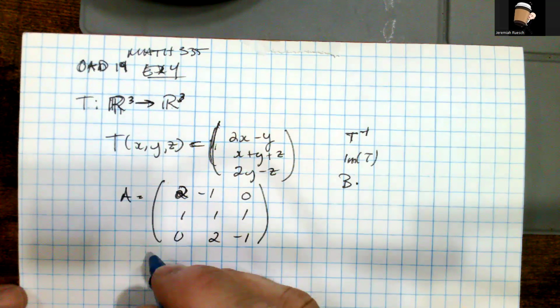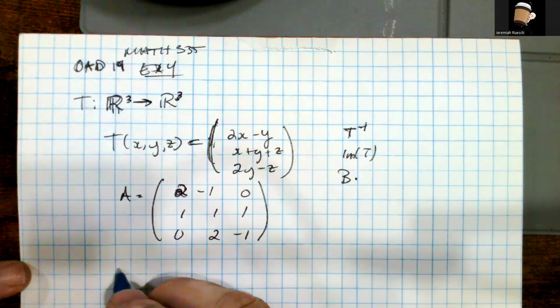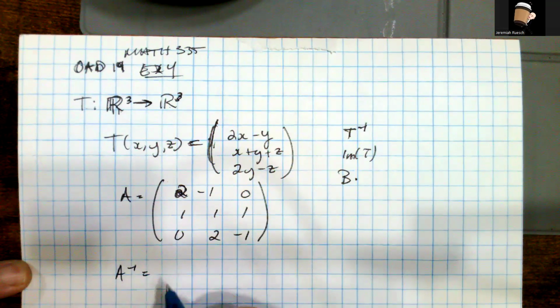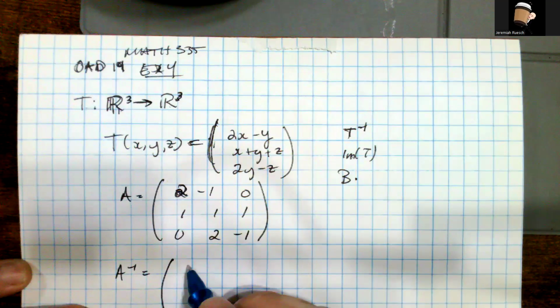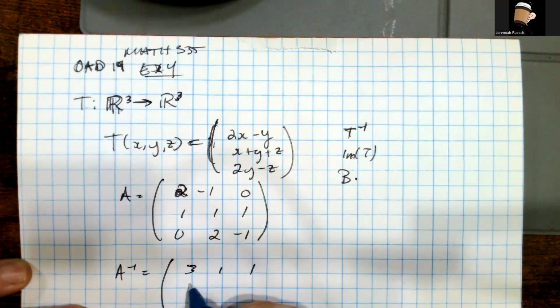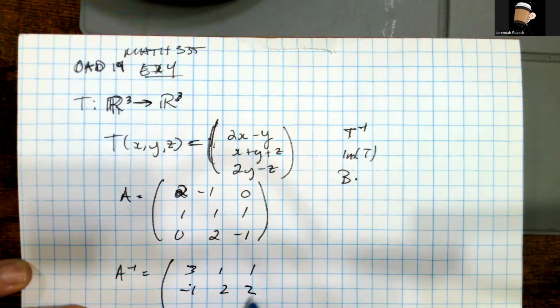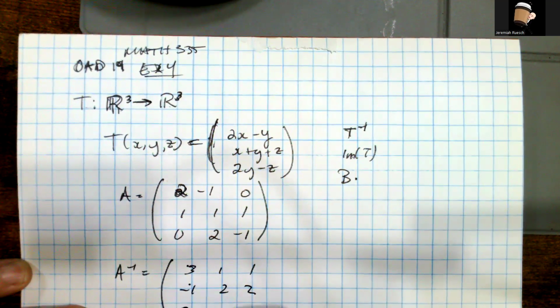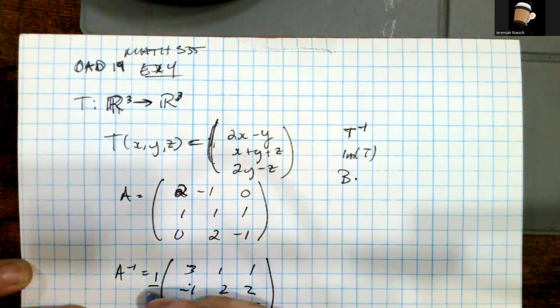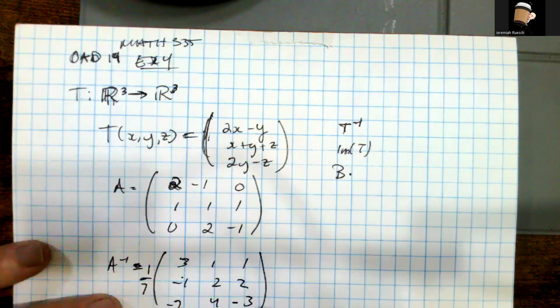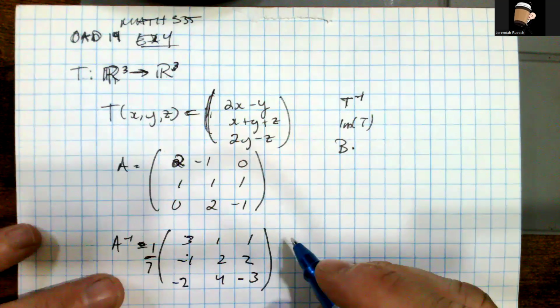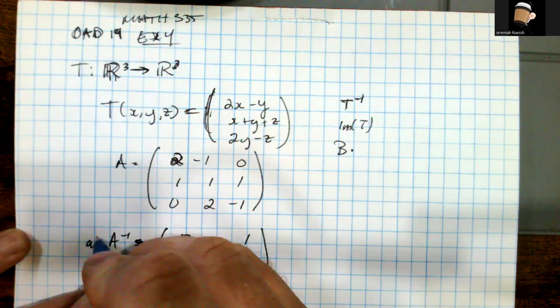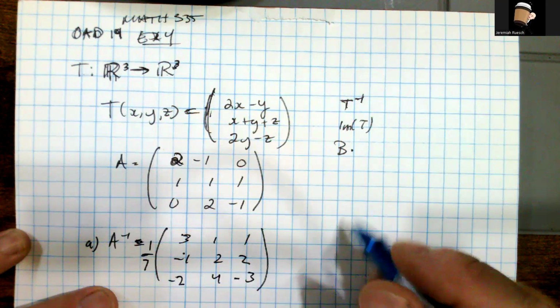So the technology told us that T inverse, or A inverse, if you will, the inverse matrix for this transformation, is 3, 1, 1, -1, 2, 2, and -2, 4, -3, and we're going to multiply all that by 1/7. So factoring out the common element of 1/7, this is the inverse of T. Okay. So that's part A. Part B was the image of T.